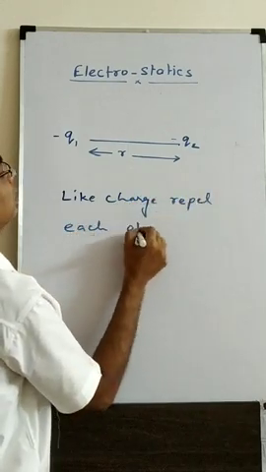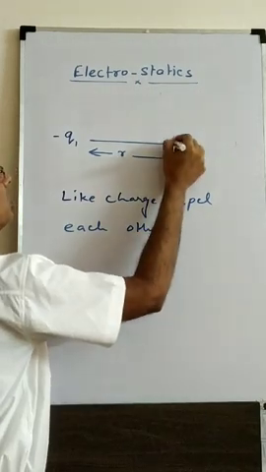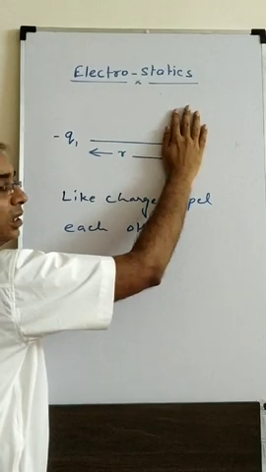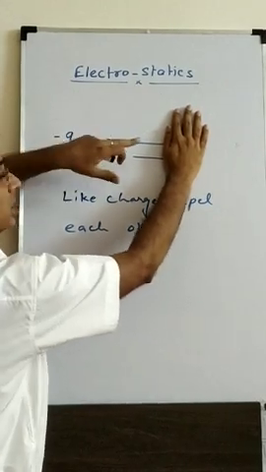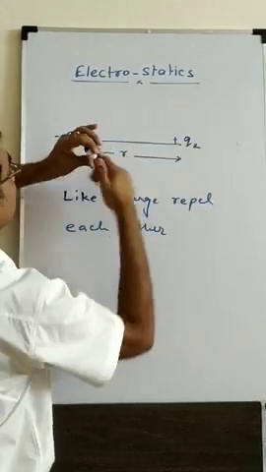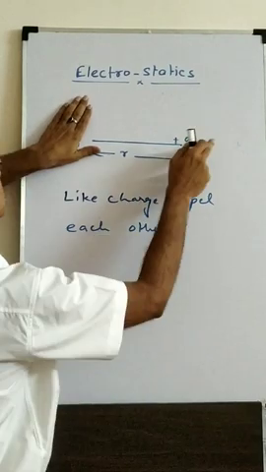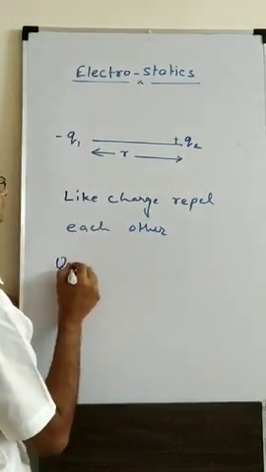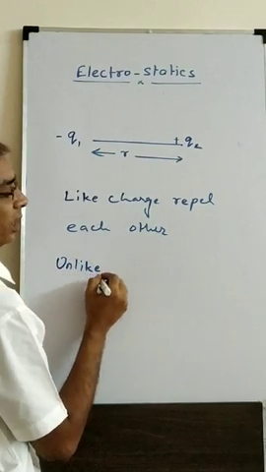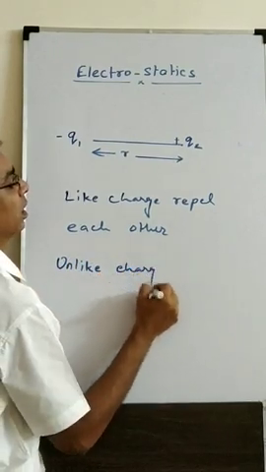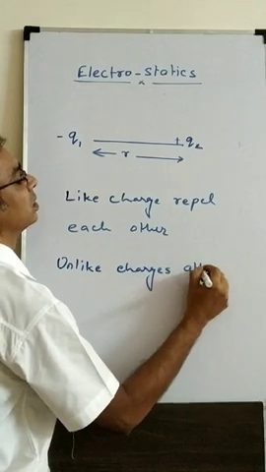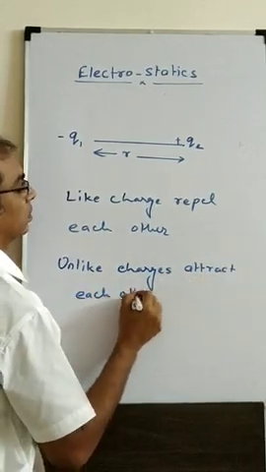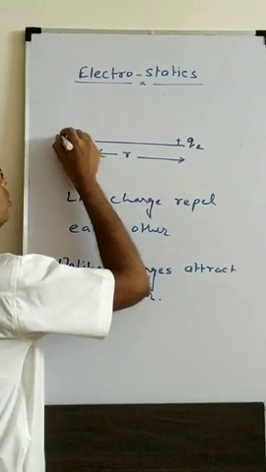Then what is next? Make this positive and this negative. Now let's see. Make it fixed. Then where will it go? It will go towards it. Then make this one fixed and see, this will come towards it. So we know that unlike charges attract each other. This is the proof of that.